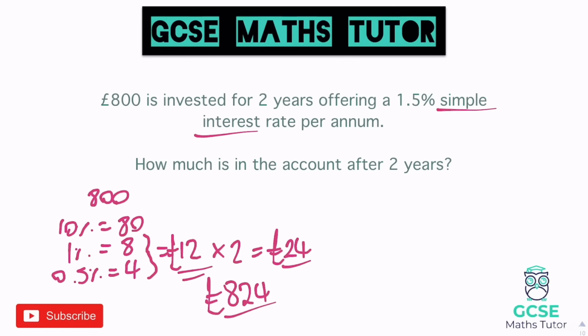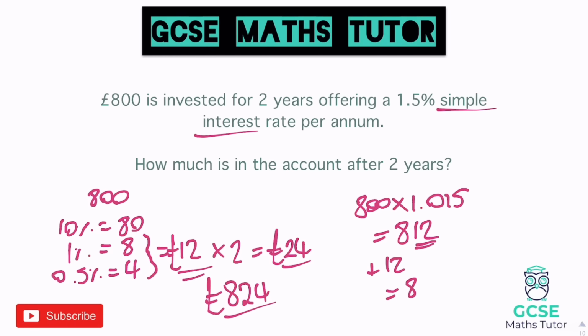Now if you've got a calculator here, you can always use a multiplier method. So we could do 800 and we could times it by 1.015, and that gives us the answer 812, telling us that in that first year we've earned £12 interest. So adding another 12 would give us 824, the same answer. Or you could times it by 0.015, and that would have just straight up given you the 12, and you can add that on for however many years for simple interest.